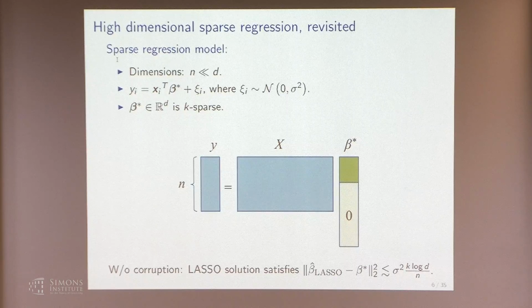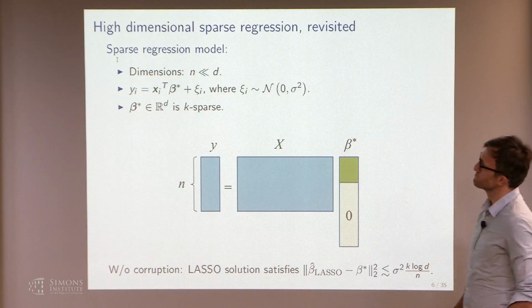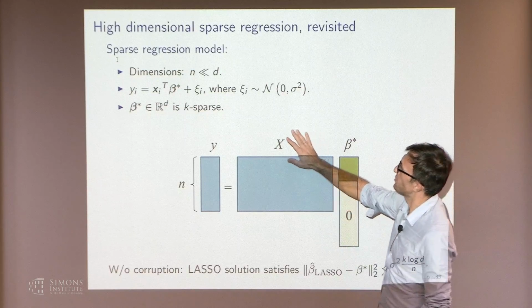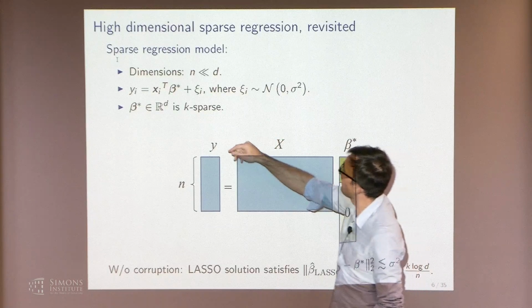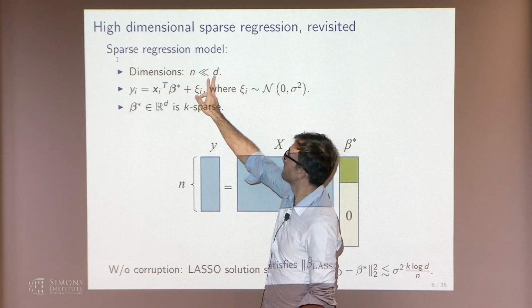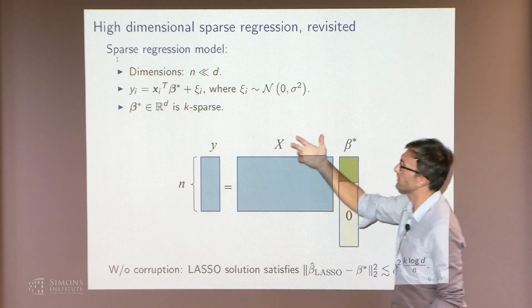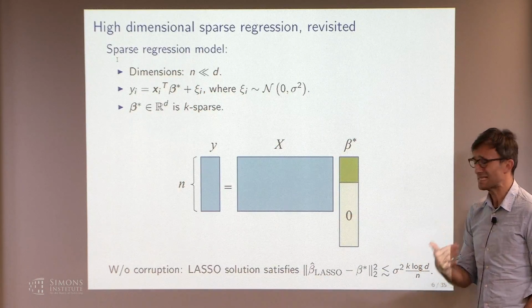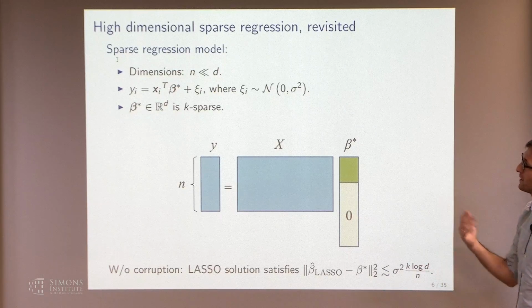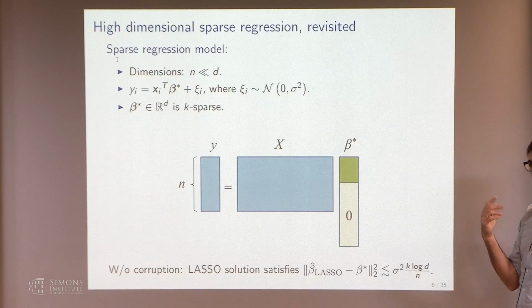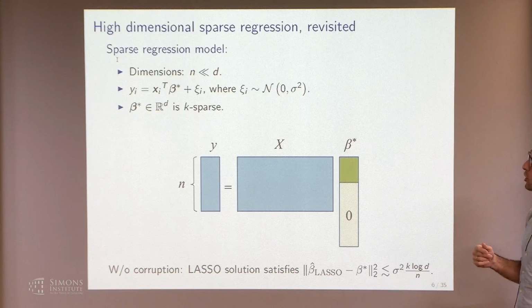Okay, so let me tell you again specifically what the model is that I'm thinking about. I'm thinking about the standard sparse regression model, where the number of samples I have is much less than the number of dimensions, and I would like the number of samples to scale ideally like sparsity log d. We're going to need, for reasons that I'll explain, sparsity squared log d. But that would be our goal, to really have something that scales sparsity log d.